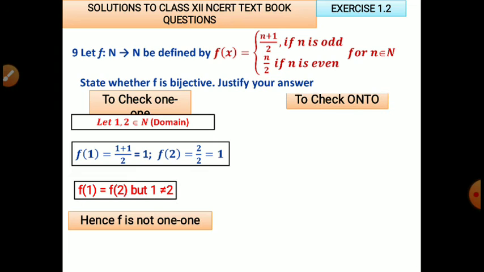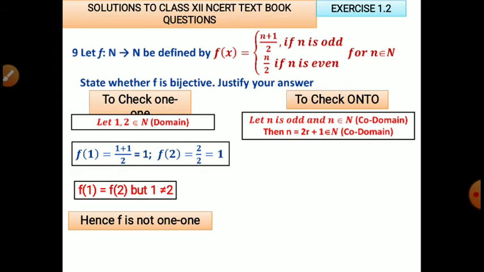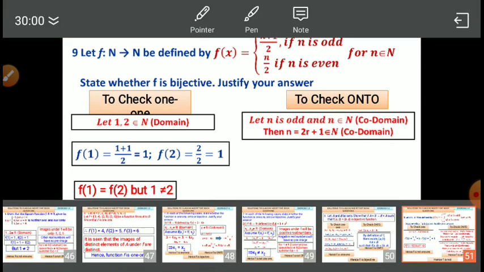f of 1 is 1 and f of 2 is 1, so 1 is not equal to 2, hence it is not a 1-1 function. Now the onto function check. To check the onto function, what to do? We need to take any element from the codomain. That codomain is natural numbers. Let n be odd and n belongs to the codomain. Then odd numbers will be in the form of 2r plus 1, as mentioned here.